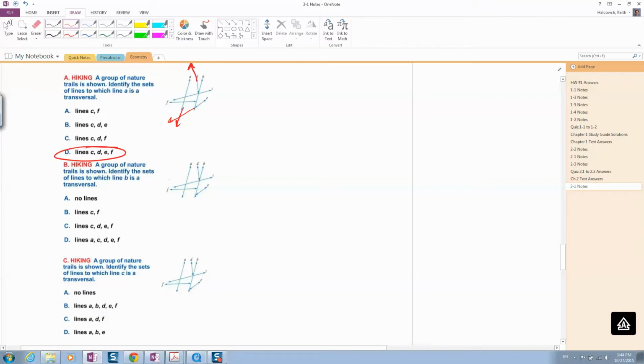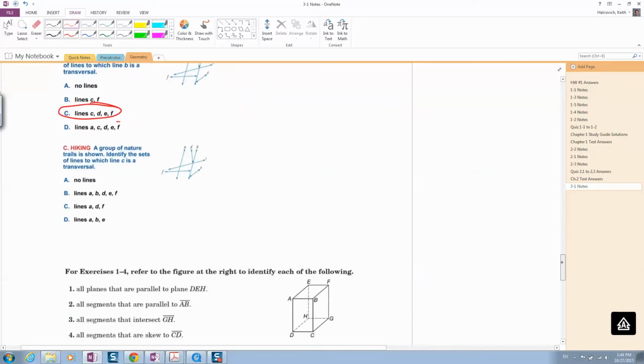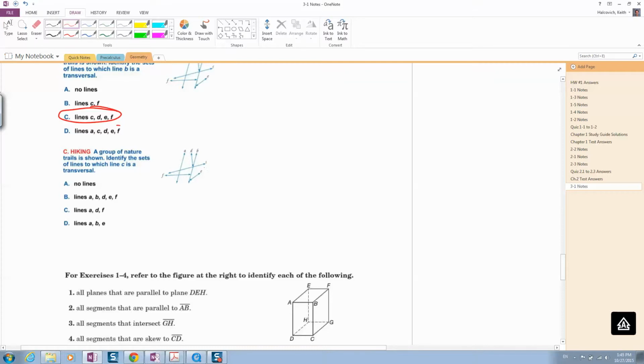Same thing here with B. It's parallel to A, but notice D goes through it, C goes through it, F goes through it, and E. So it's basically everything but A, so it's C. And then the last one, C, is right here. So it goes through D, B, A, E, and F. So basically it goes through all of them.